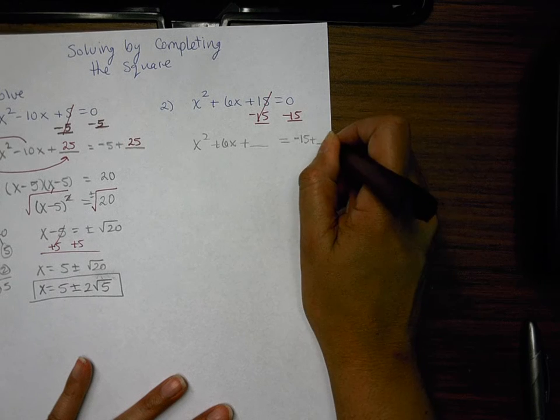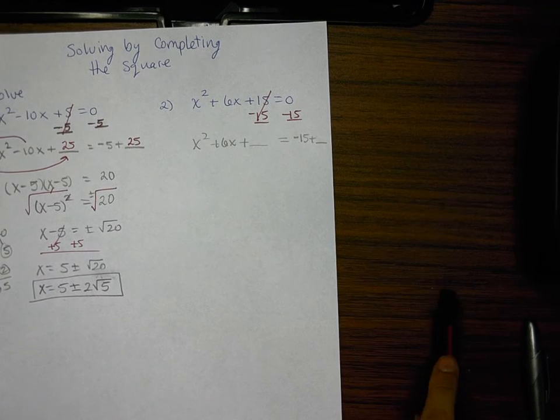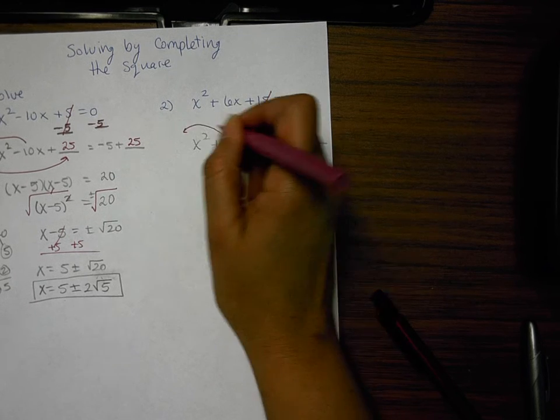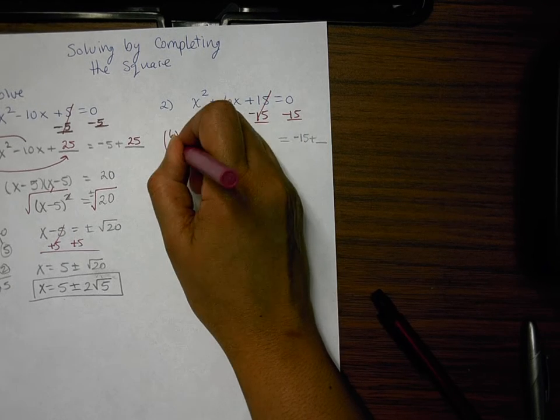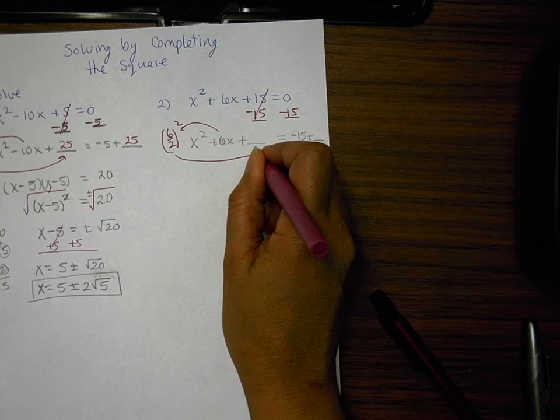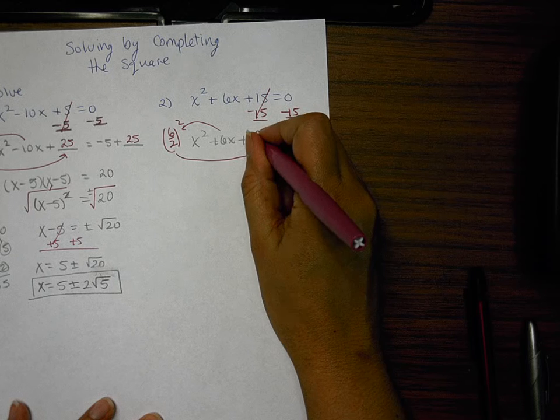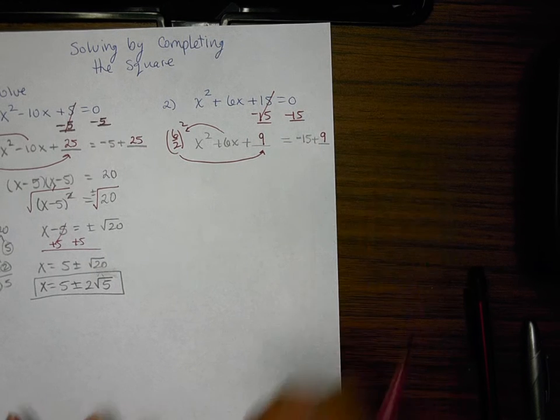And then plus blank, because what I add to one side I must add to the other. We take that middle number, 6, we cut it in half and square it, and we put it in our blank. 6 cut in half is 3, 3 squared is 9, and what I add to one side I must add to the other.